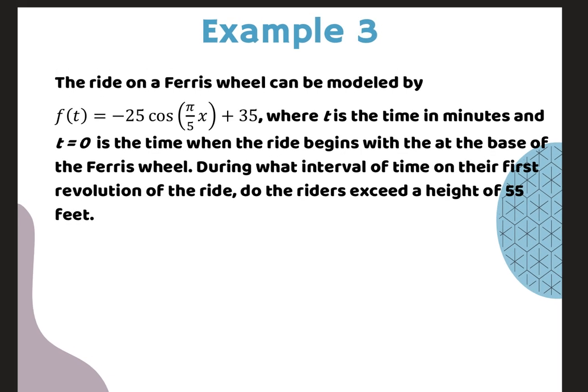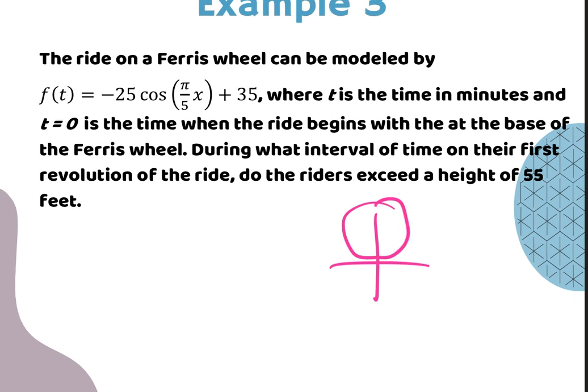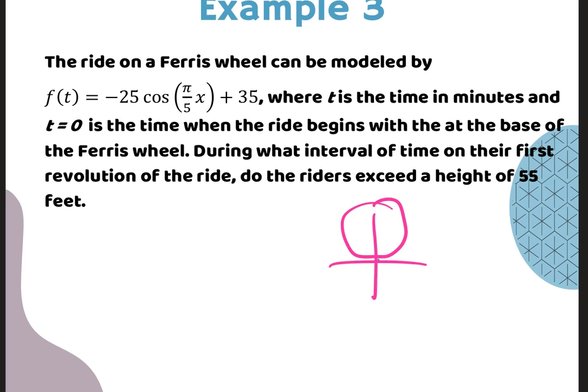All right, example 3. The ride on a Ferris wheel can be modeled by, and it gives you the function, where t is the time in minutes, and t equals 0 is the time when the ride begins at the base of the Ferris wheel. So we know that if we're going around our Ferris wheel, our t equals 0 would be at the bottom.